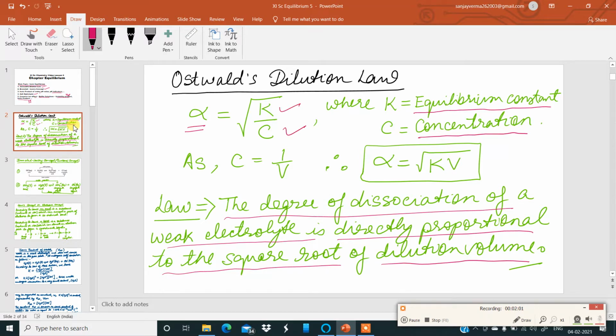Since the concentration and volume are inversely related to each other, we can also have the same formula in another form where alpha is equal to root under Kv. So I want you all to remember this formula. Based on this formula, the statement for Ostwald's dilution law has been written down, which states that the degree of dissociation of a weak electrolyte is directly proportional to the square root of dilution volume. It's always for a weak electrolyte. Okay, next.